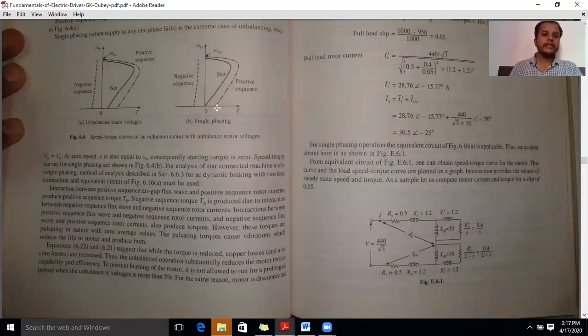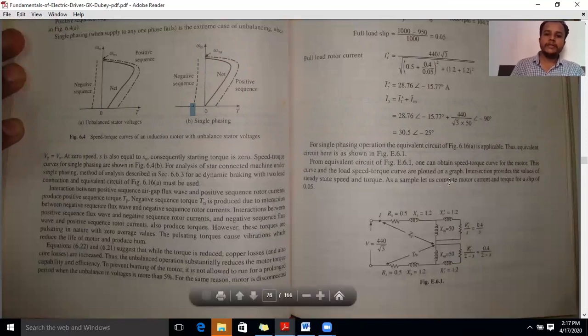You can see this is positive torque, and there is one more, that is a negative torque. So the resultant torque, again, is reducing. So this is about the single phase.